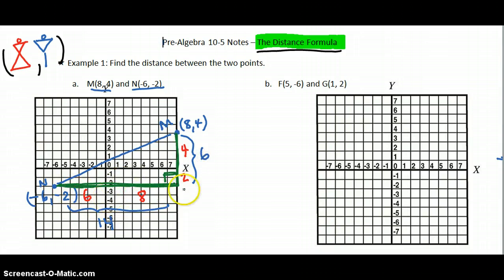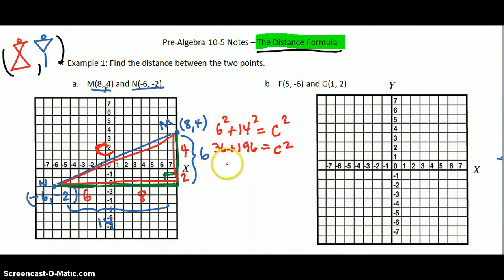So now we can use the Pythagorean theorem to find the length of our hypotenuse, which we always call C. We're looking for MN, which is now the hypotenuse of this new right triangle that I have made. So here we go. 6 squared plus 14 squared equals C, which is what I'm looking for, squared. 6 squared is 36, 14 squared is 196. 36 plus 196 equals C squared.